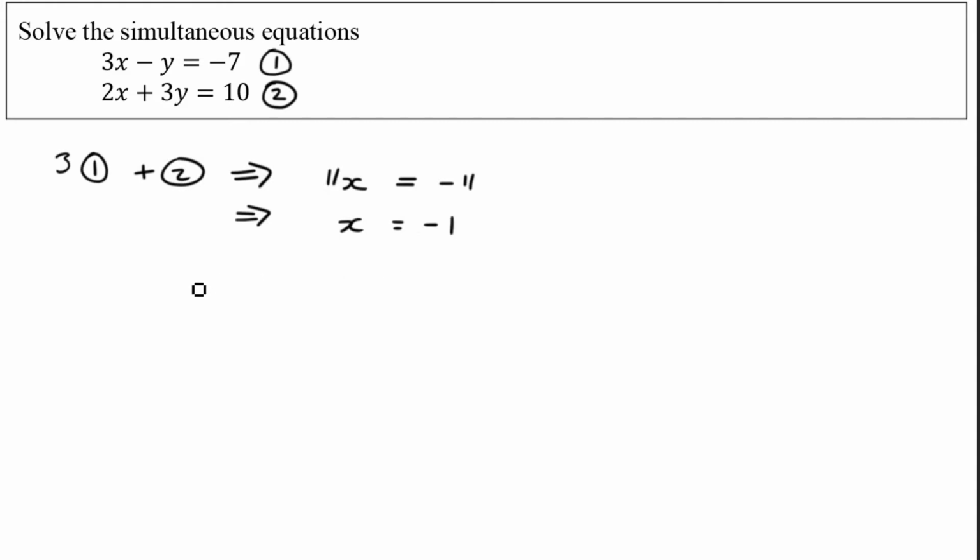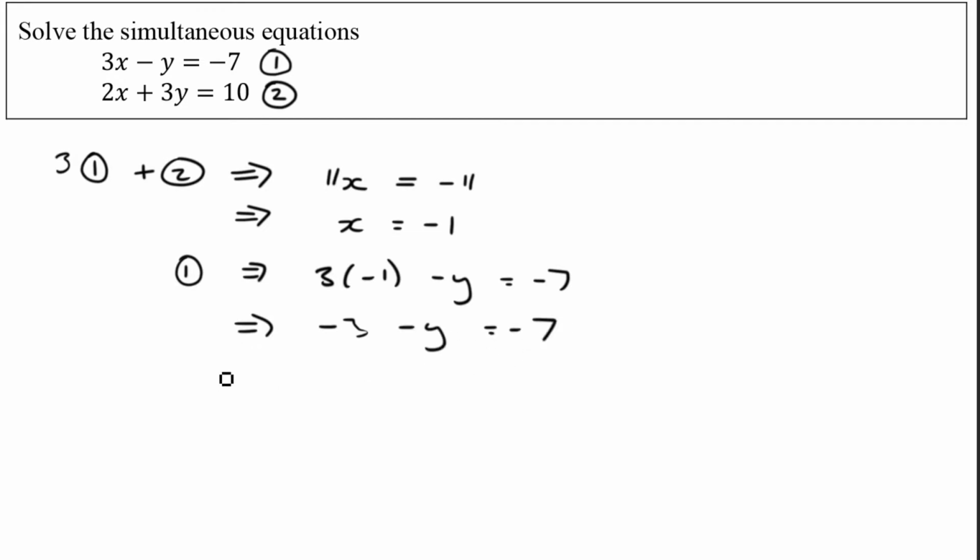Now how could we get the value of y? Let's use equation 1. 3 lots of x, which is negative 1, subtract y is negative 7. In other words, negative 3 subtract y is negative 7. And so y is 4. We have an x of negative 1 and a y of 4.